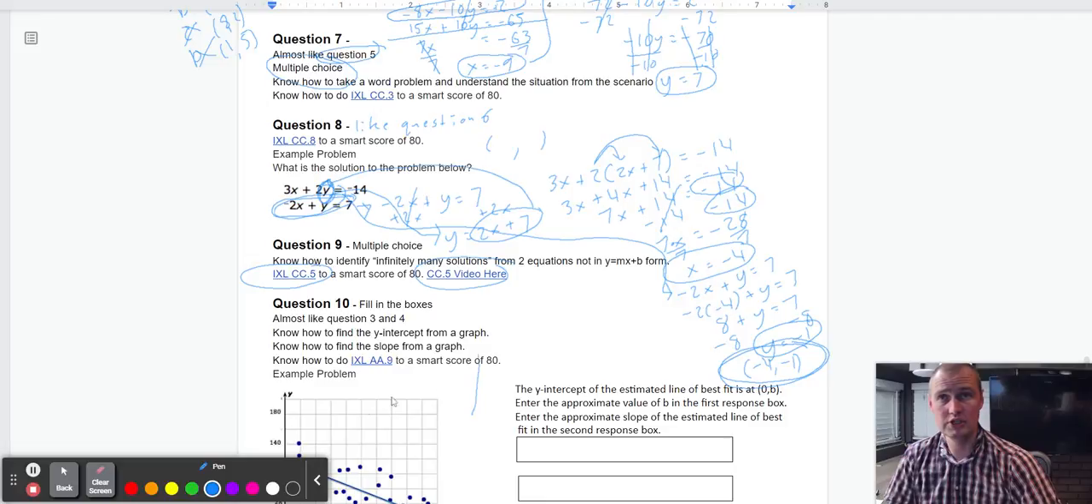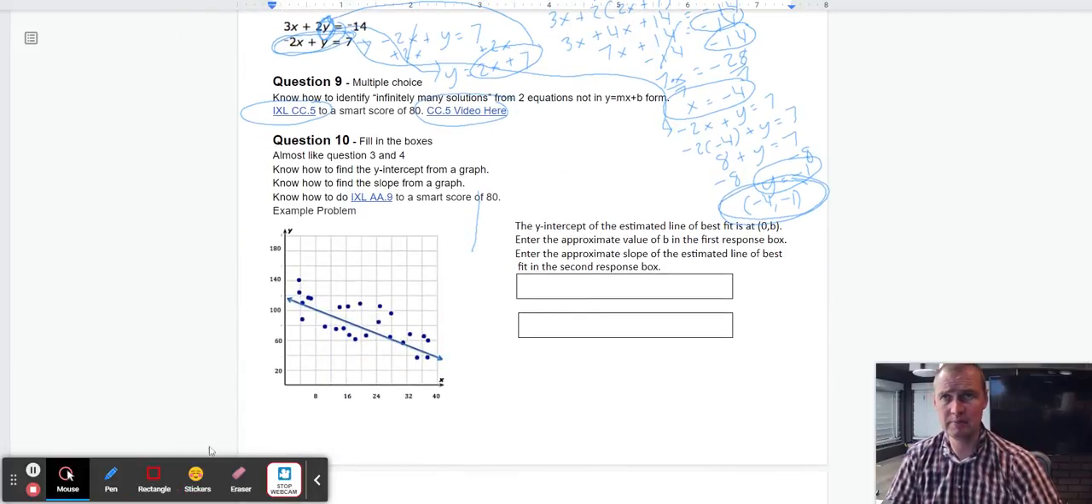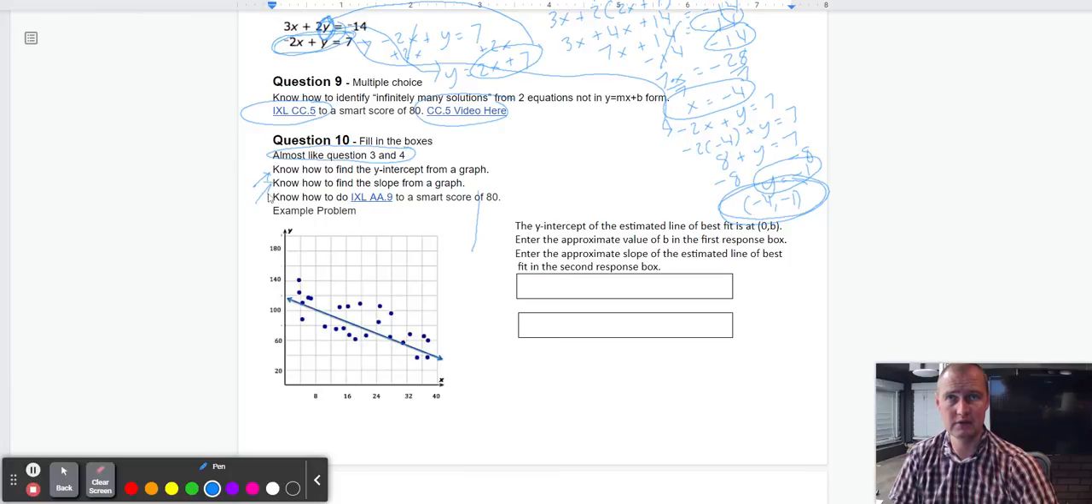All right, question 10 is a fill in the box question. Notice that it's almost like questions 3 and 4. So you've seen this before. You need to know how to find the y-intercept and know how to find the slope, and know how to do A89 to a smart score of 80. So A89's also come up 3 times. So make sure you know IXL A89 because that one keeps coming up.